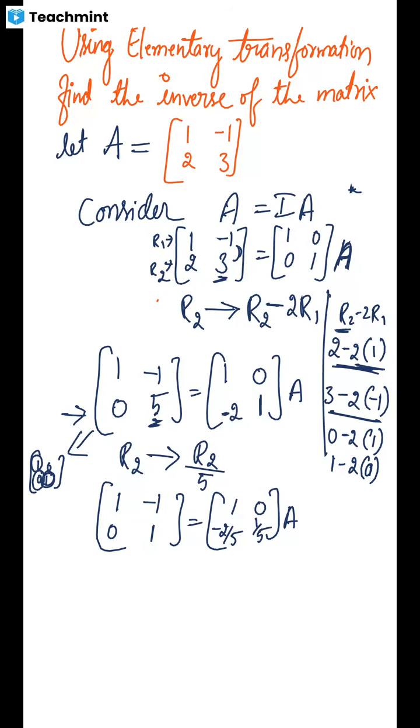Now look at the identity matrix. In this place, I have minus 1. So I have to make that minus 1 into 0.